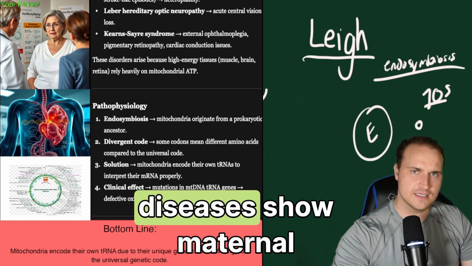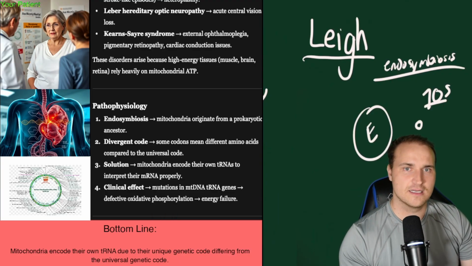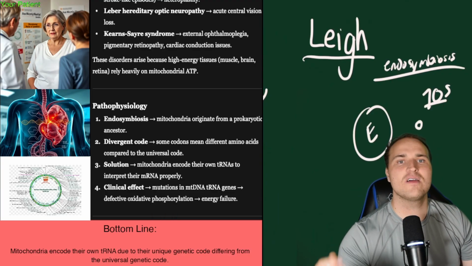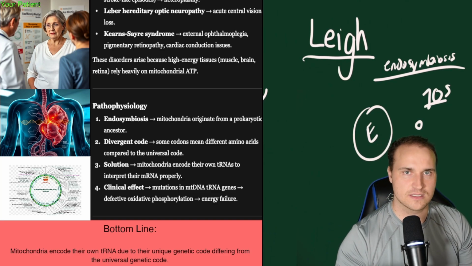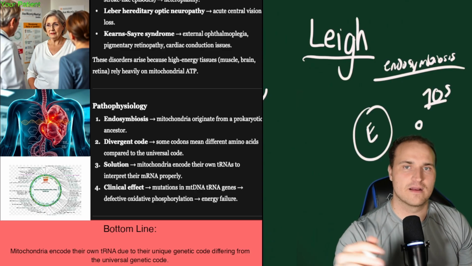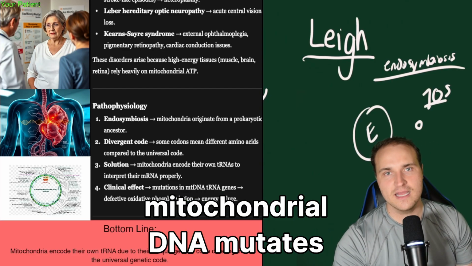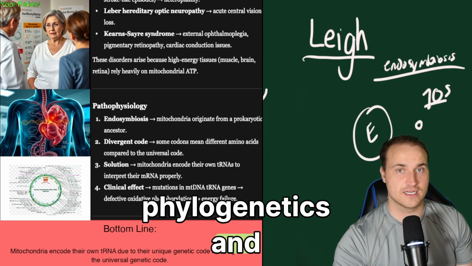And mitochondrial diseases show maternal inheritance. And so basically what that means on step one is all the kiddos from an affected mother are going to get the disease. And so drugs that inhibit prokaryotic ribosomes, like tetracyclines, may affect the mitochondrial translation. And so mitochondrial DNA mutates faster, which is useful in phylogenetics and evolutionary timelines.